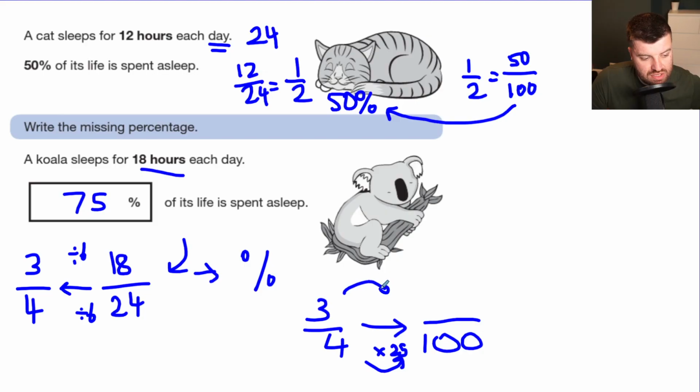And we could do the same at the top. 3 times 25 equals 75. That gives us 75 out of 100. Or as we put there, 75%.